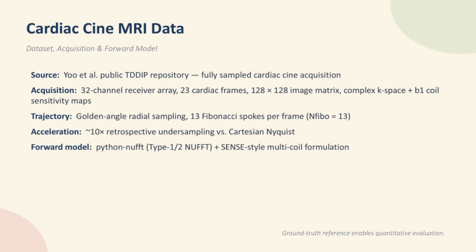Then, to simulate an accelerated acquisition, we undersampled the k-space along a golden angle radial trajectory with 13 Fibonacci spokes per cardiac frame, roughly a 10-fold acceleration. The non-uniform Fourier transforms are handled by the Python NUFFT library, and the coil sensitivity maps are folded into the forward model in a SENSE-style multi-coil formulation.